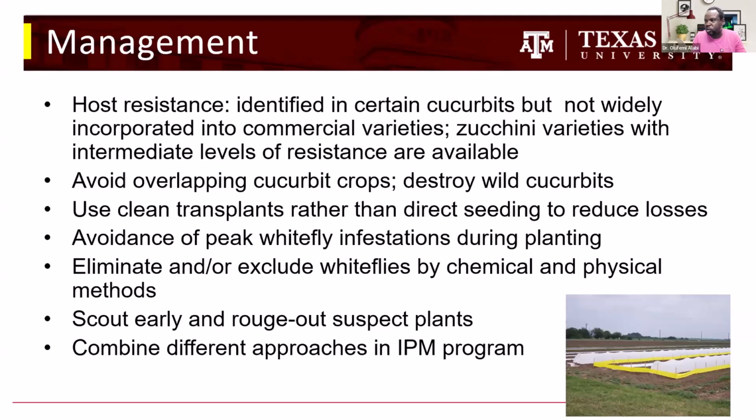And of course, because wild cucurbits harbor this virus and could be sources of infection, it's also very important to pay attention to them and rogue them whenever they are present within or around the field. Use of green transplants is something you've heard about, rather than direct seeding, because when the plant gets infected at a very young age, the potential for severe losses is higher. And so transplants can help to alleviate that. And especially if you can afford to use row covers for those transplants, that's very desirable.